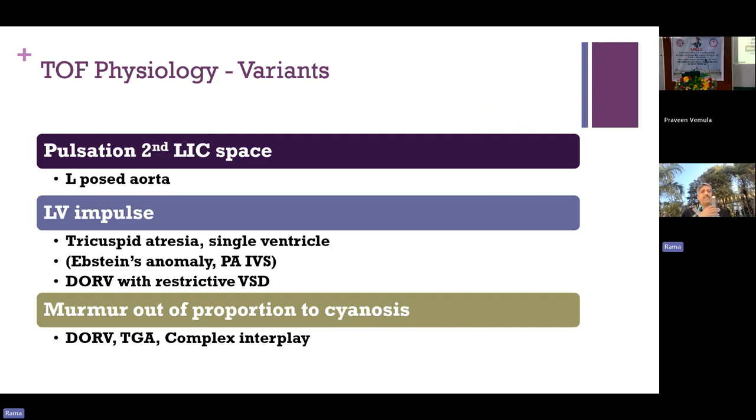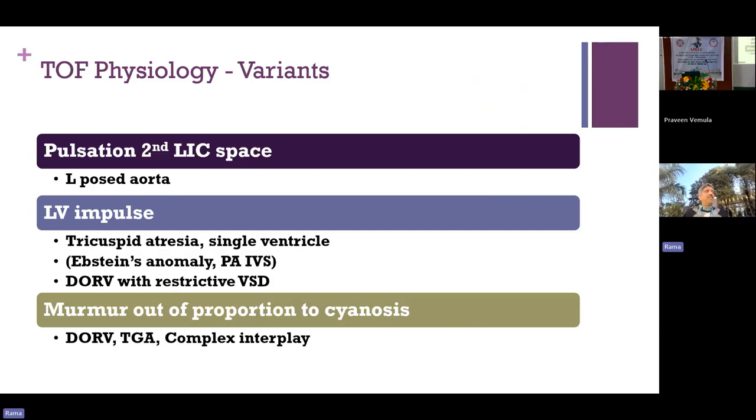The aorta is left and anterior. So in the pulmonary area you will have an aorta lying there, in a classical CCTGA-like situation. You find a palpation, and you find a loud sound that is palpable, an aortic sound that is palpable, in a tetralogy-like situation. You should think of CCTGA. That is the L-posed aorta.